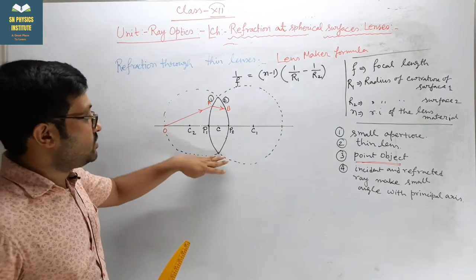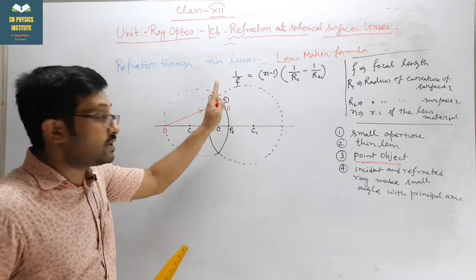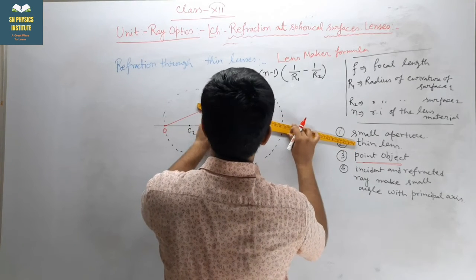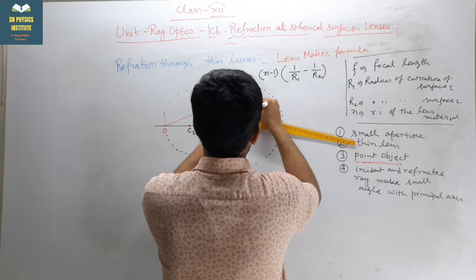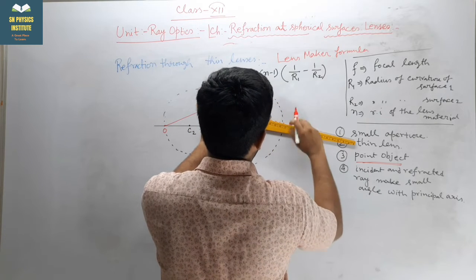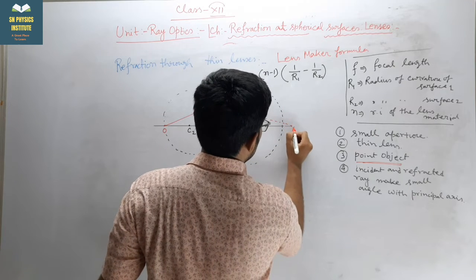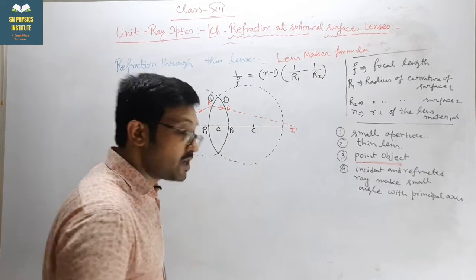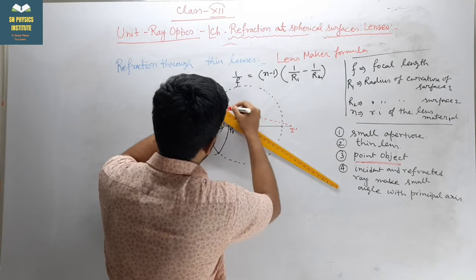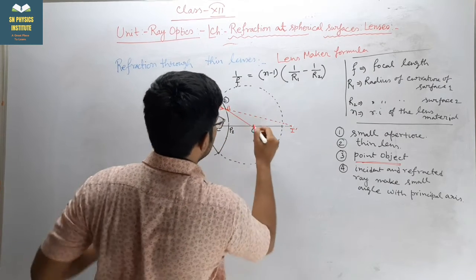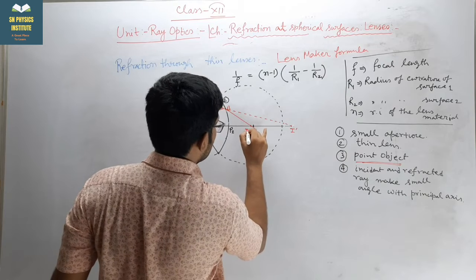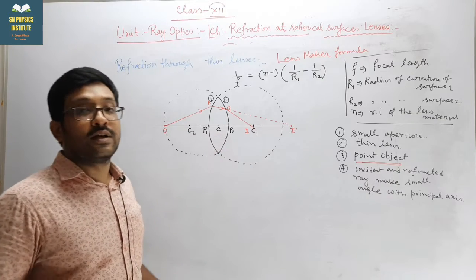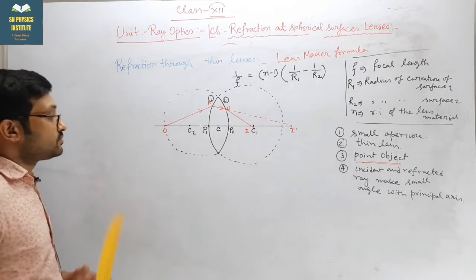If the second surface does not exist, if I consider the second surface absent, then this AB ray will just go in a straight line and meet at some point on the principal axis, right? Suppose this is your I prime point. But actually the second surface exists, so due to refraction from the second surface, the light meets at which point? I point.